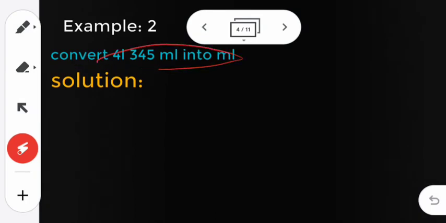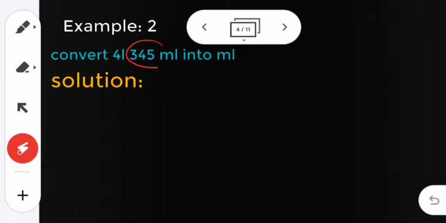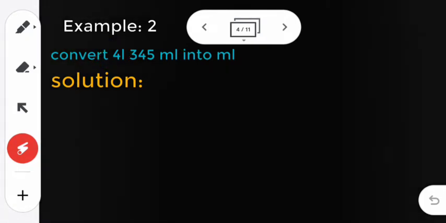Convert 4 liter 345 milliliter into milliliter. There was in last sum only liter was there. Here we have milliliter also. So what we will do, this 4 liter as we have done in the last sum, the same way you will multiply by 1000 and after that this milliliter you will add with that, you will plus with that. Okay, since you have to convert into milliliter, this 345 is already in milliliter, so you need not convert this one again into milliliter. Okay, so this one just you will add after converting this 4 liter into milliliter.